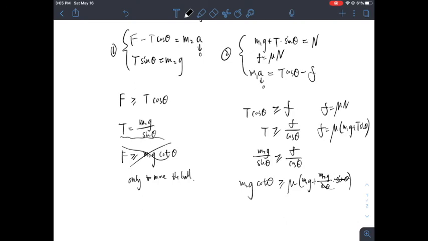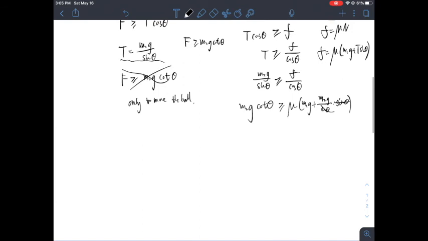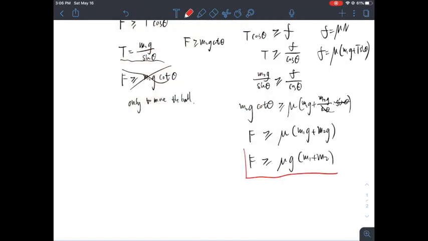Then remember we have m2g times cotangent theta. What is that? That is our minimum force in order to move the ball. Remember? So we can replace it in because from the left hand system equation, we know F is bigger than or equal to m2g times cotangent theta. And m2g cotangent theta has to be bigger than mu times m1g plus m2g. So that we know F has to be equal to or bigger than mu times m1g plus m2g. And we factor out the g, we have mu g times m1 plus m2. And that's our final solution.